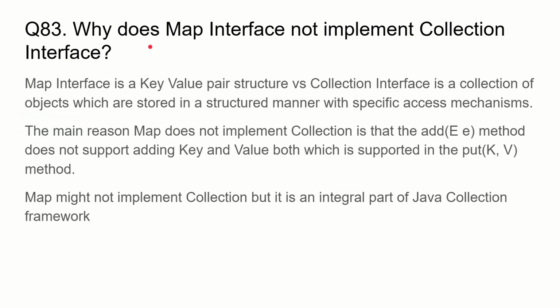Now, as we saw earlier, map is not implementing the collection interface. So what is the reason for it? This question can also be asked. The map interface is a key value pair structure, whereas the collection interface is a collection of objects which are stored in a structured manner with specific access mechanisms. The main reason map does not implement collection is that the add method does not support adding the key and value both, which is supported in the put method, where we pass key and value as parameters. Map might not implement the collection, but it is an integral part of the collection framework.